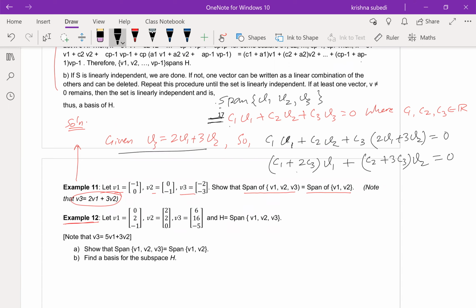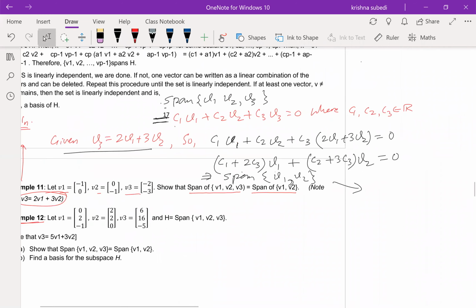What this means is a span of now V1 and V2. There is no more V3. So this equals a span of V1 and V2. So what we have proved is that we started with a span of V1, V2, V3, and we end up with a span of V1 and V2.